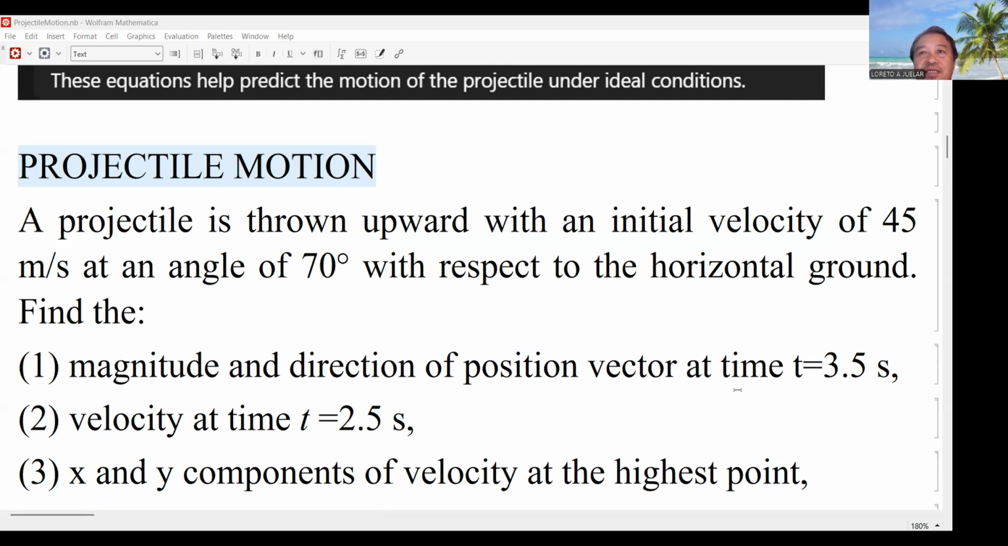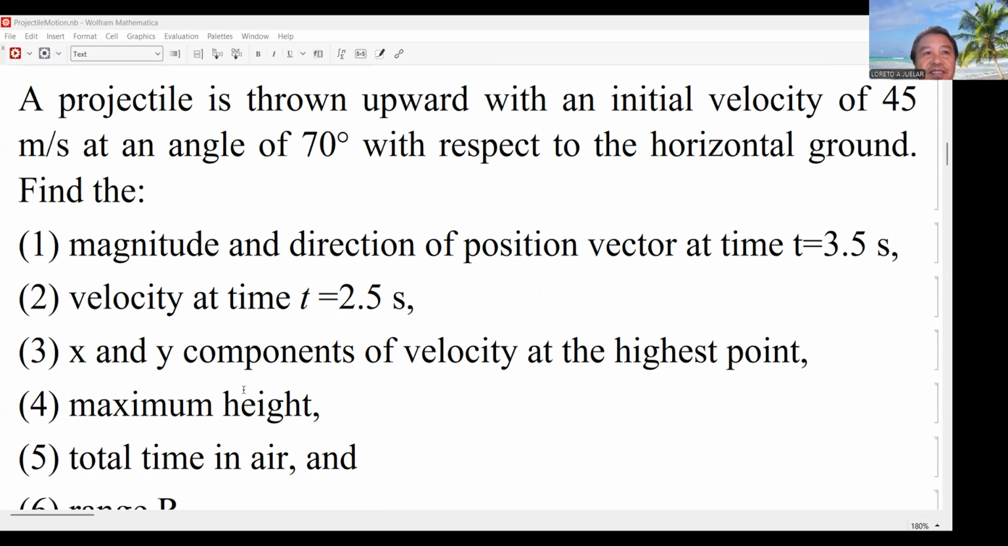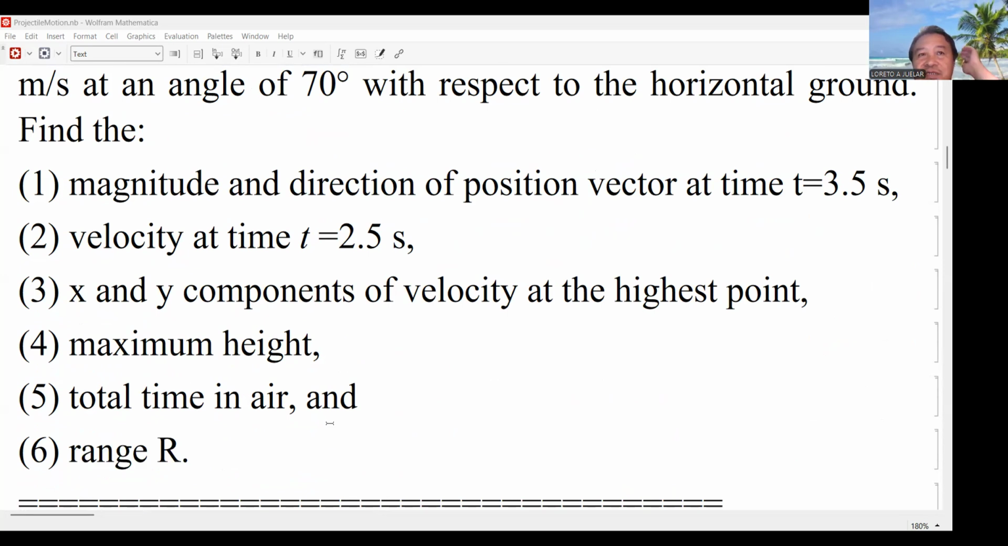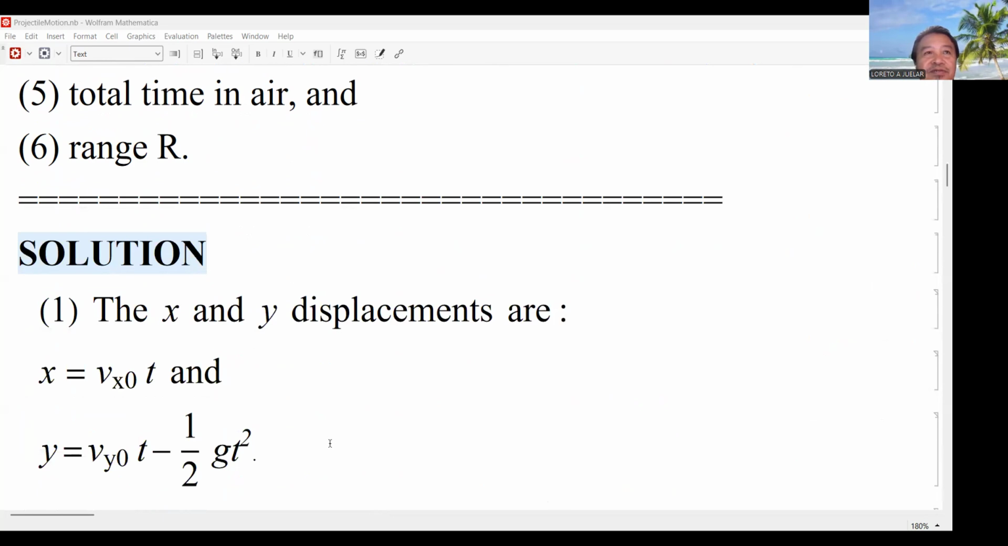So this refers to the time interval. Then the velocity at time equal to 2.5 seconds. Find the x and y components of velocity at the highest point, the maximum height, the total time in air, and the range R. So we have the solution for that.